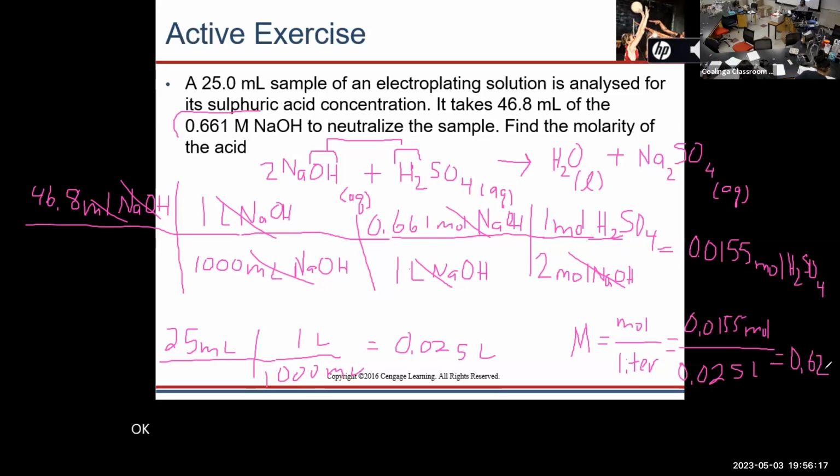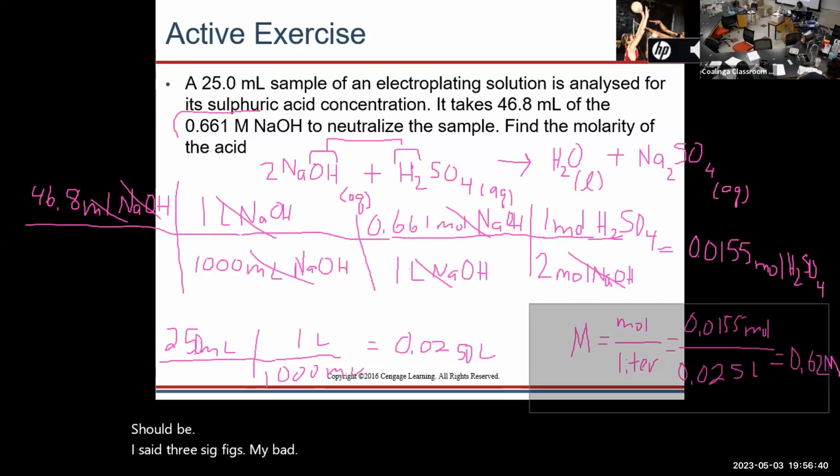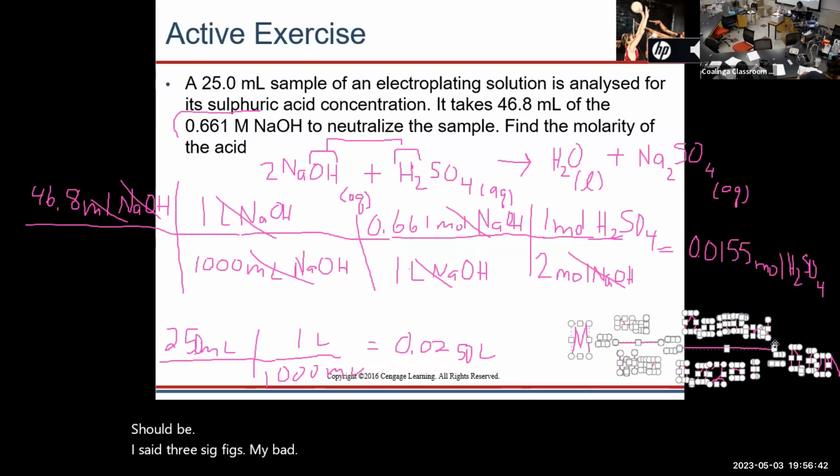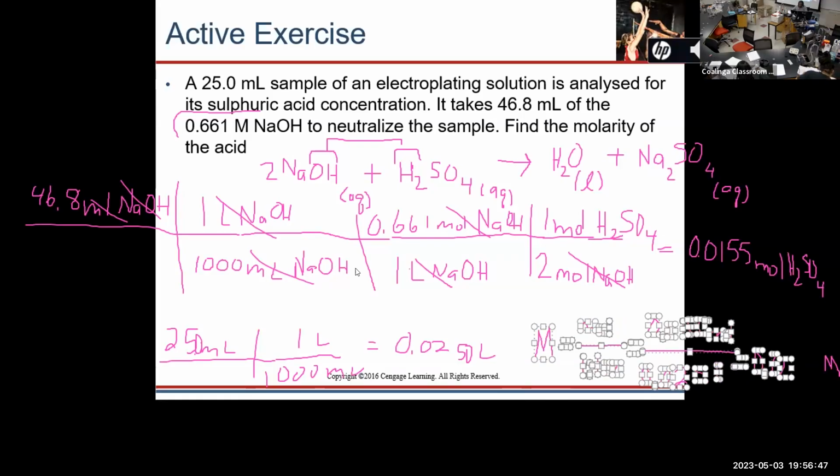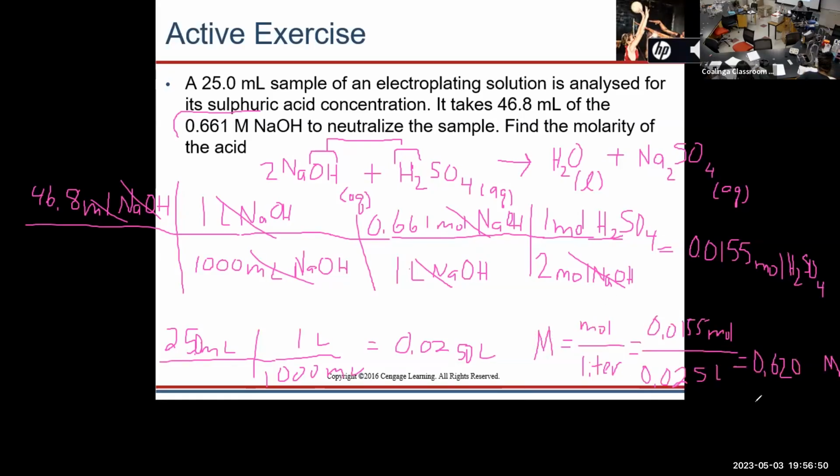Okay, and then that's molar. Just have 3 sig figs, my bad. Okay, questions, concerns?